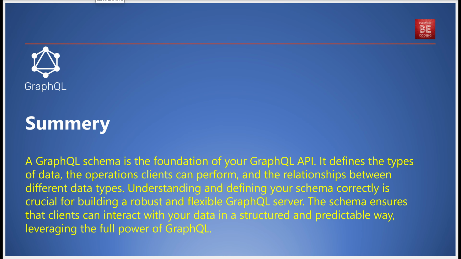In summary, a GraphQL schema is the foundation of your GraphQL API. It not only defines the types of data and the operations clients can perform, but also structures these in a way that enhances interaction. Understanding and implementing your schema correctly is vital. It ensures that clients can interact with your data in a structured and predictable way, fully leveraging the power of GraphQL to create efficient, flexible, and scalable web applications.